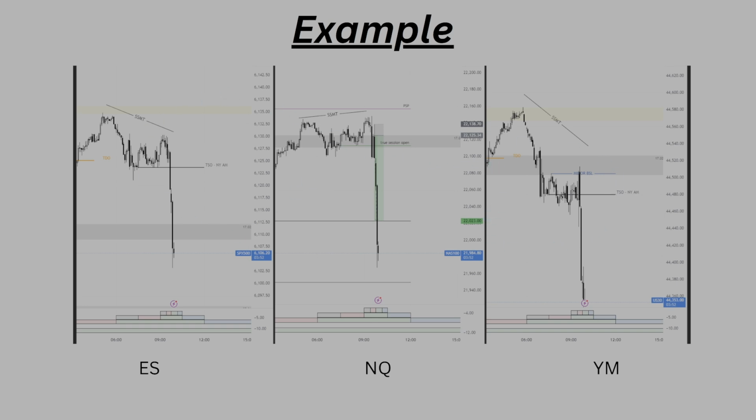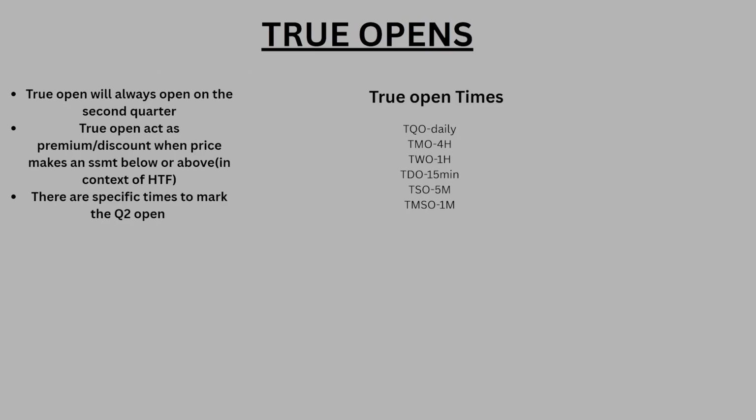Now the last piece I want to touch on is true opens. That's what ties it all together. True open is simply the open of a key time frame, and the one you choose depends on your model. For most intraday setups, I'm looking at the daily and the 4-hour opens, but you can go deeper and refine it to the 15-minute or even the 1 minute if you're scalping.